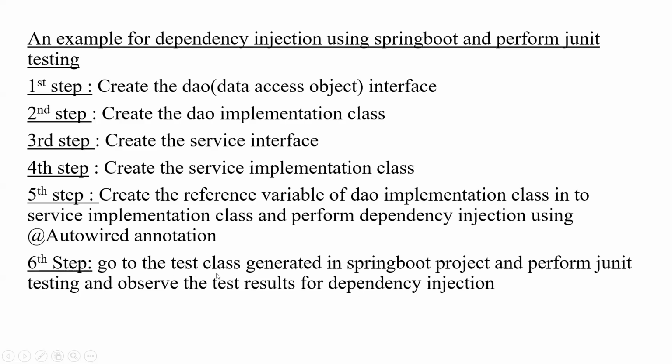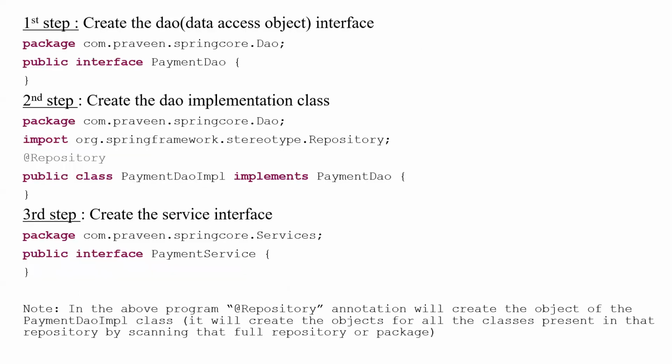Let's go to the test class generated in the Spring Boot project. Every time I was deleting one dependency, the test dependency spring-boot-starter-test, because we were not doing any JUnit testing. That's why I was deleting that whole dependency and even the package name. But here we will do JUnit testing to confirm whether dependency injection is happening or not. Now we will see all these six steps in the program.